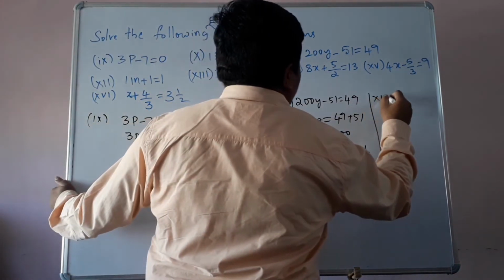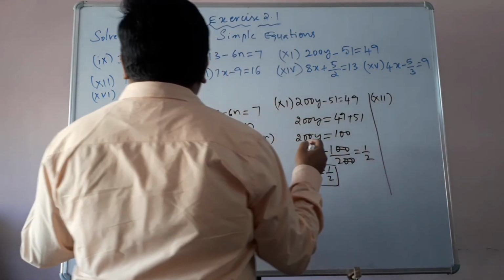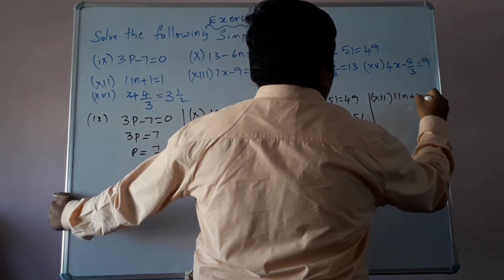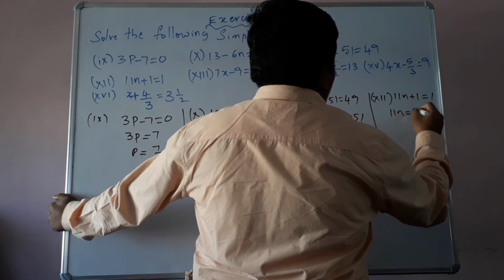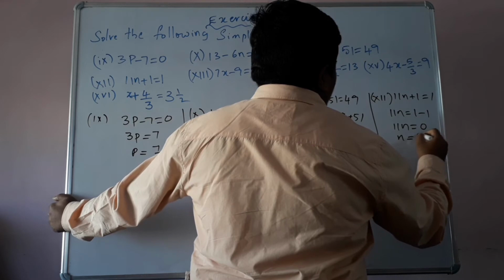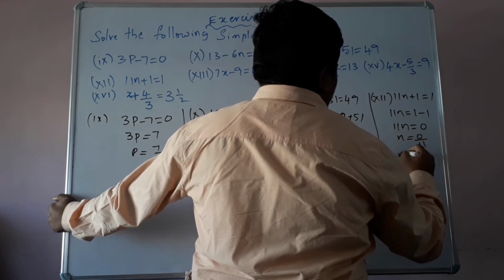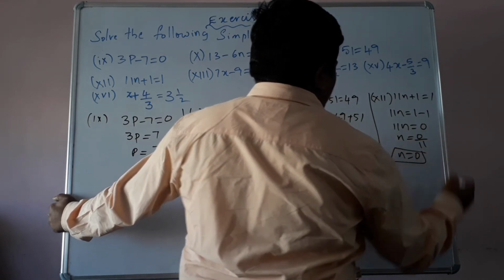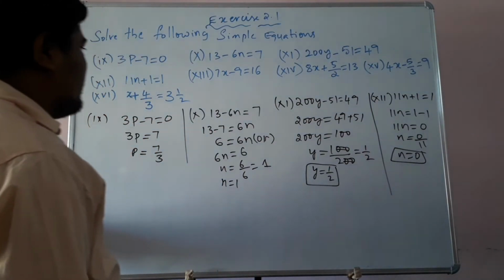Problem number 12. 11n plus 1 is equal to 1. So 11n is equal to what, children? 1 minus 1. So you get 1 minus 1 as 0. n is equal to 0 divided by 11, which is 0 only. 0 divided by anything is 0, children. So here the solution is n is equal to 0.